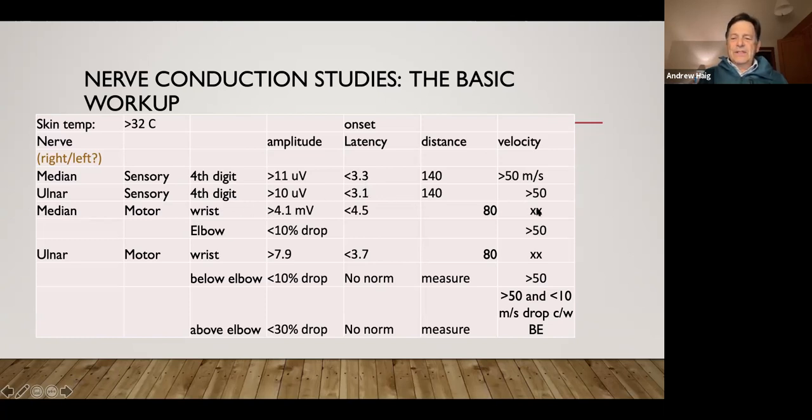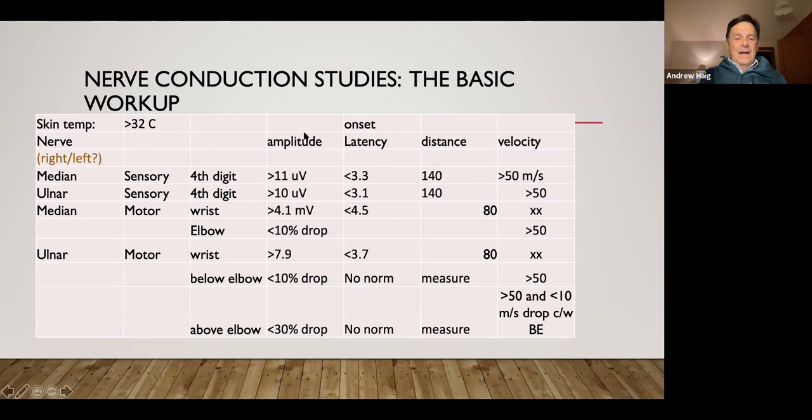Motor responses, we don't have a distal conduction velocity, because even though we measure 80 millimeters, the stimulation at the wrist causes the nerve to travel at 50 meters per second. And then the acetylcholine takes time to swim across the neuromuscular junction. And then the muscle takes time to depolarize. So it's not a true velocity. There's too many things going on there, okay?